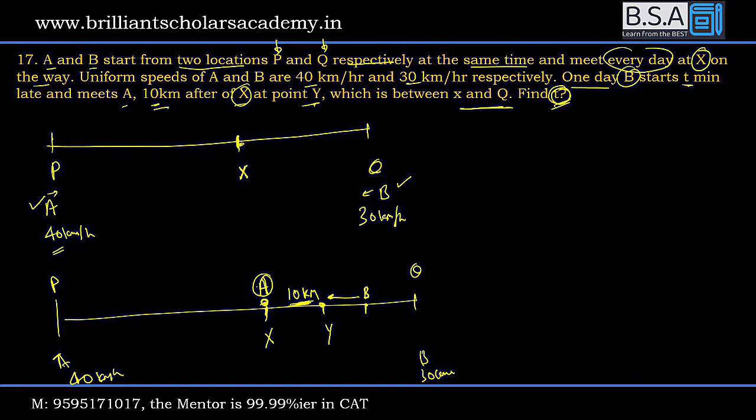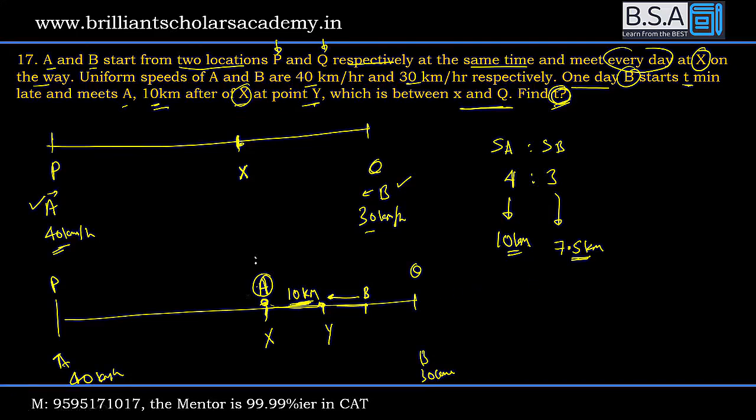So A travels 10 kilometers. How much will B travel? What is the speed ratio? Speed ratio of A and B is 4/3. ध्यान से सुनना. If I want A to travel 10 kilometers, तो B कितना चलेगा? How much will B travel? B will travel 7.5 kilometers. अब थोड़ा ध्यान से सुनना.